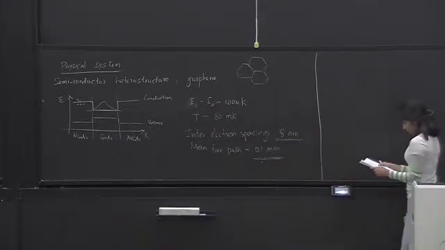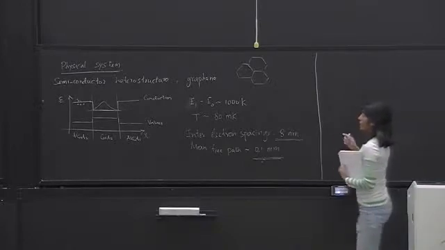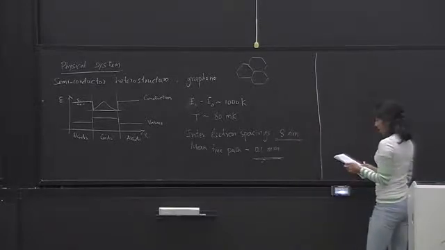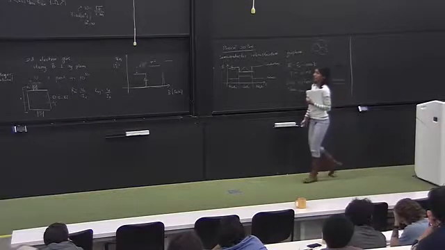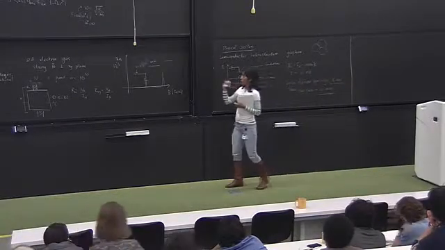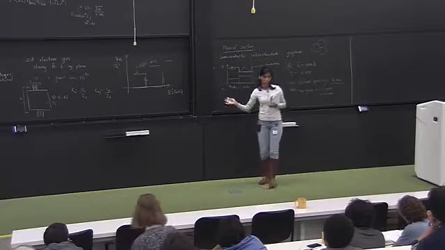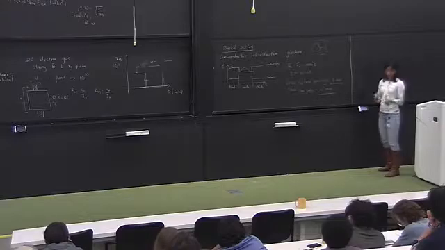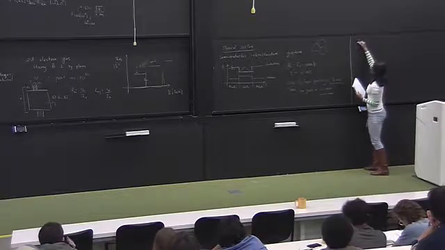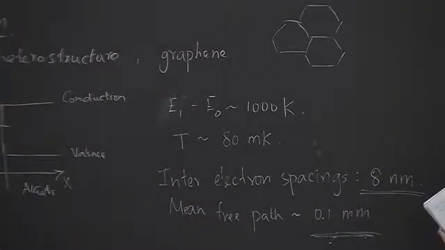Okay. All right. So that's the physical system, and now let's ask ourselves, why is this transport data special? So to answer that, let's first see what the expectation would be for classical electrons in a magnetic field.